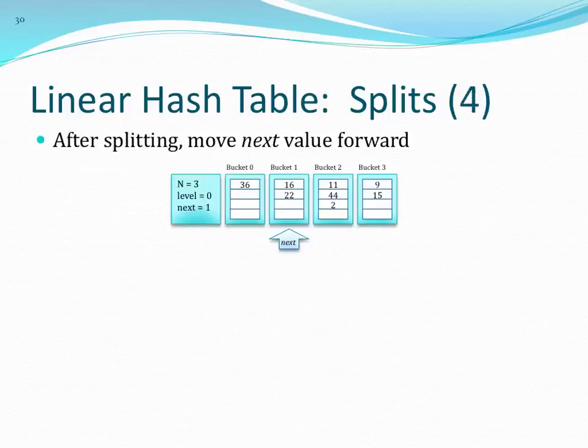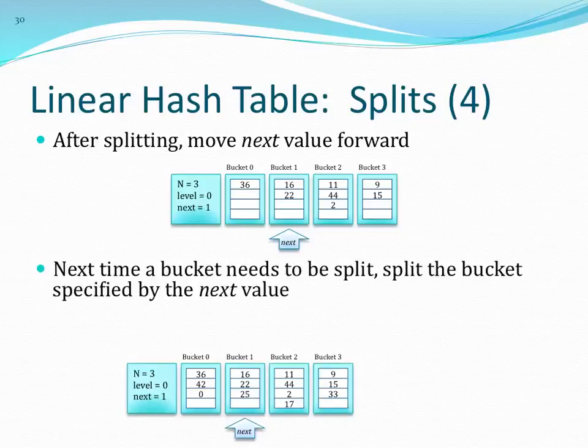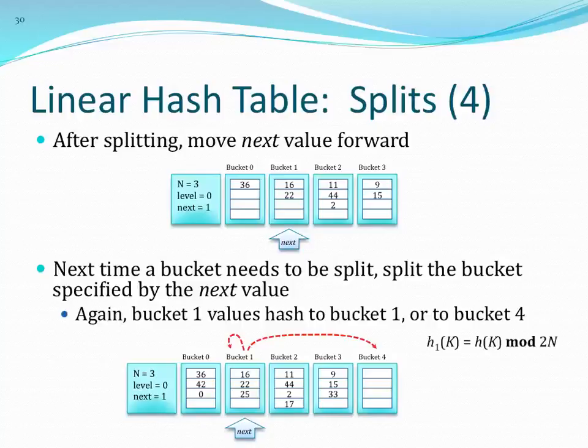Once we've done that, then we can move the next value forward. So you can see that in our header we still have level is 0. So we're still using the h0 hash function and implicitly the h1 hash function. Our next pointer is 1, so bucket 1 is the one we would split next, and so forth. And so we use next to decide what we need to split next. So you can see we create bucket 4. So again, that's bucket 1 plus n. So we go ahead and create bucket 4.